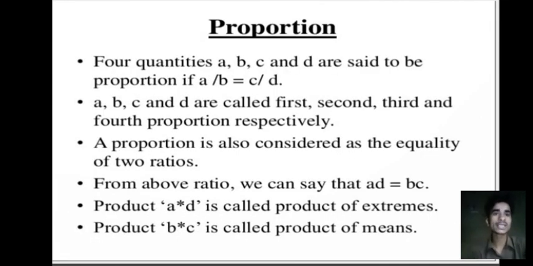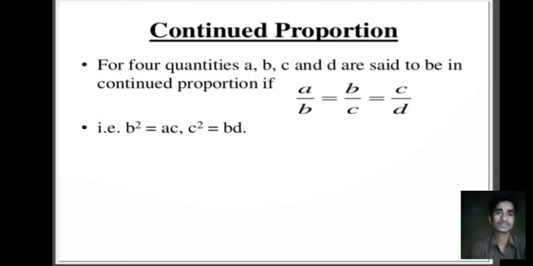Proportion: four quantities A, B, C and D are said to be in proportion if A divided by B equals C divided by D. A, B, C and D are called first, second, third and fourth proportional respectively. A proportion is also considered as the equality of two ratios. From the above ratio we can say that AD equals BC. Product A multiply D is called the product of extremes. Product B multiply C is called the product of means.